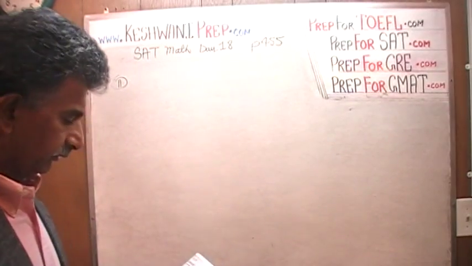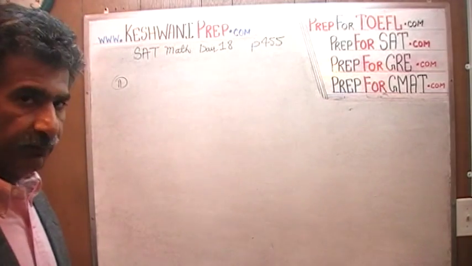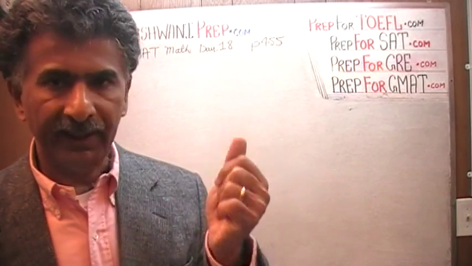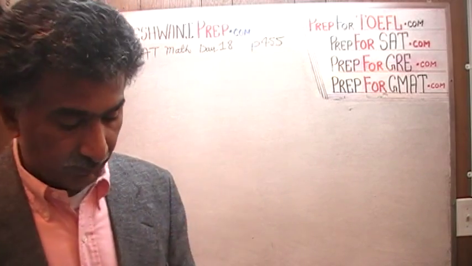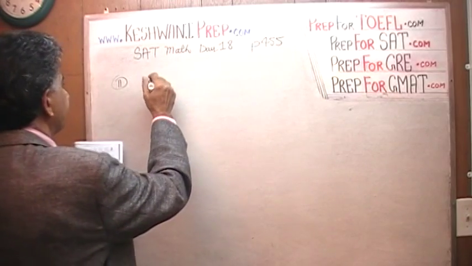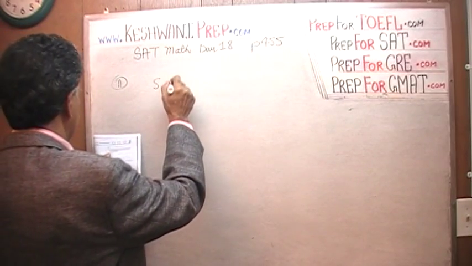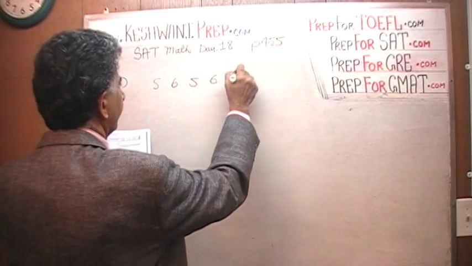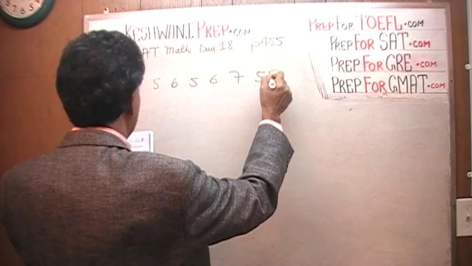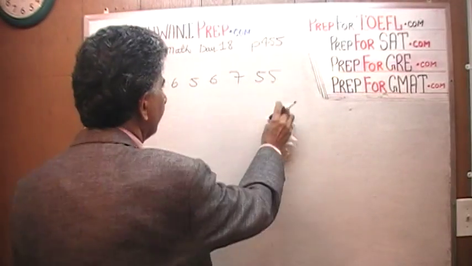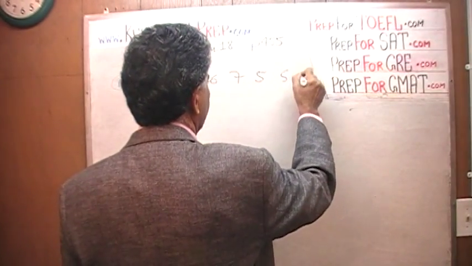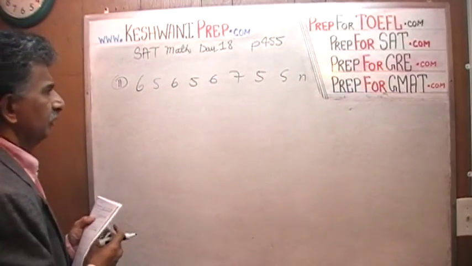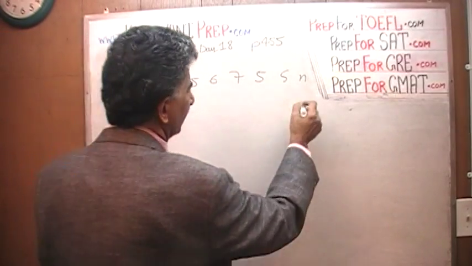Now the next one is a funny question. We'll see what happens here. It's funny because if you get what they're talking about, you're done with it like that. If you don't, then it takes a while, obviously. So here's what's given to us. 5, 6, 5, 6, 7, 5, 5. That's not a 55, that's 5, 5. And then N, and then another 6. I don't want to confuse you. This doesn't really matter. There is one more 6 here.